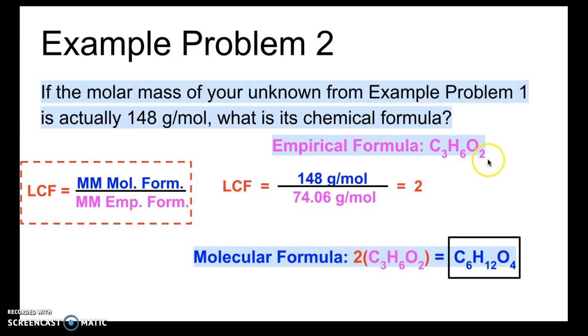All right, so to be clear, the 148 grams per mole is the molar mass of the molecular formula, which, remember, is the formula for the actual compound, and the empirical formula just has the smallest ratios.